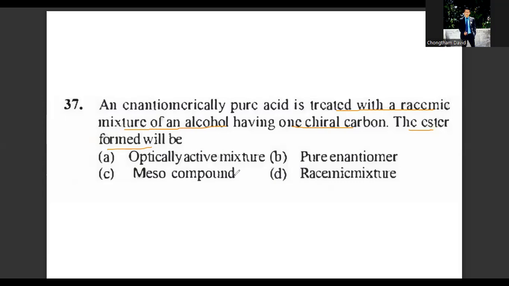Like I have told you before, the optically active acid will react with the D and L forms of alcohol present in the racemic mixture, with different rates of formation. It forms diastereoisomers in unequal amounts, and this can lead to optical activity of the product. So the answer for this question will be an optically active mixture, because at the end it gives diastereomers.